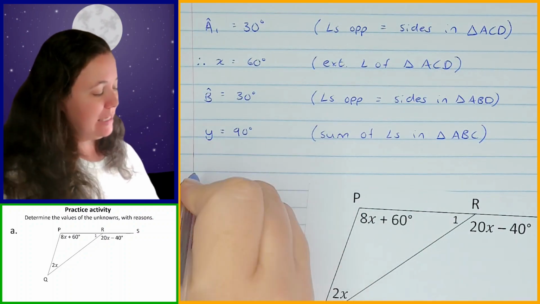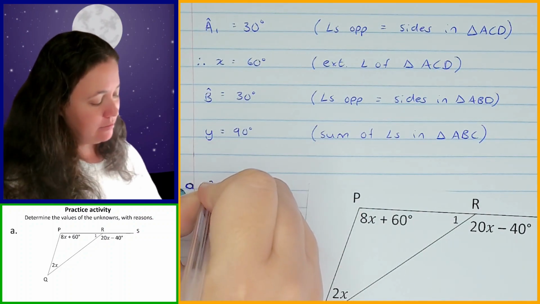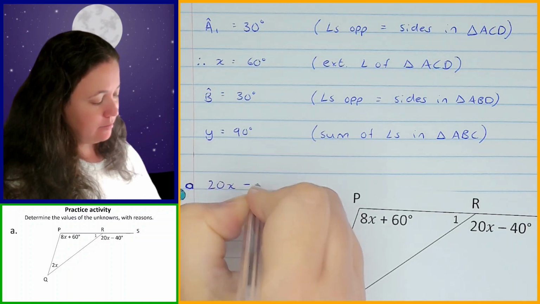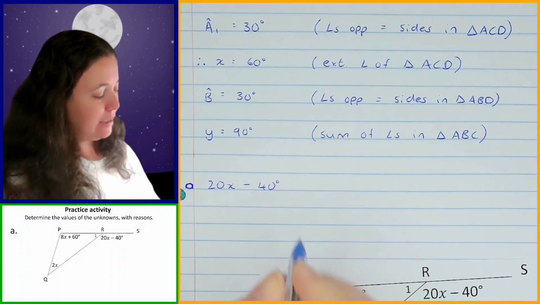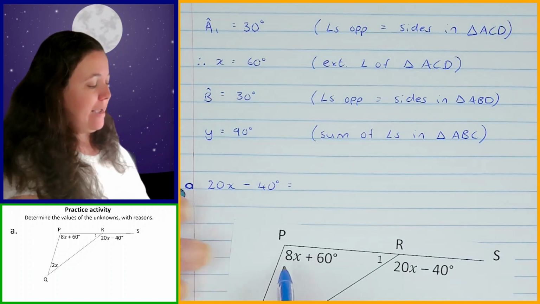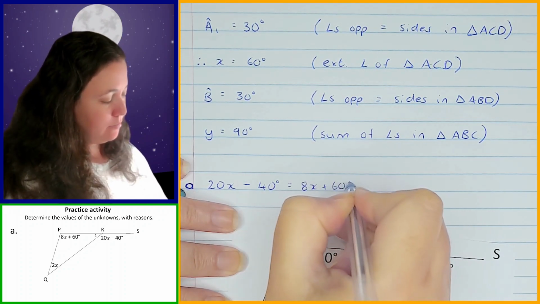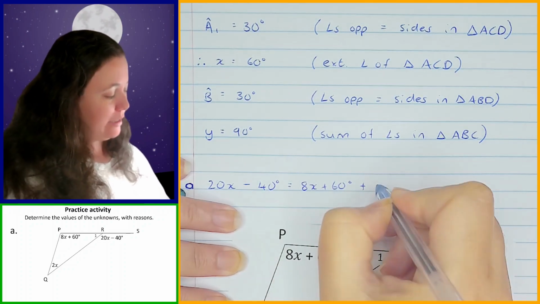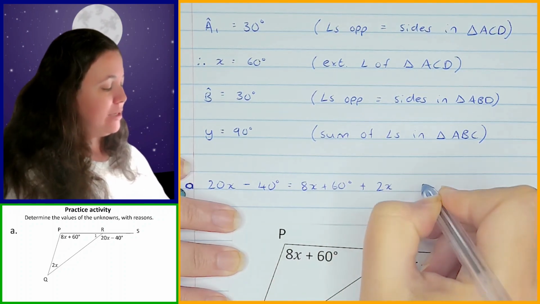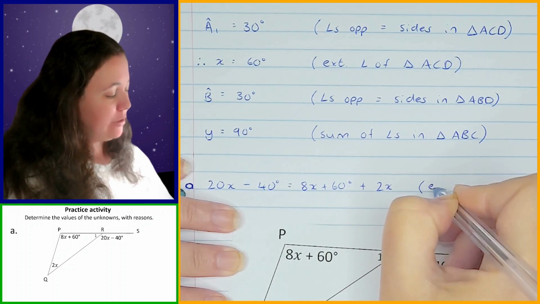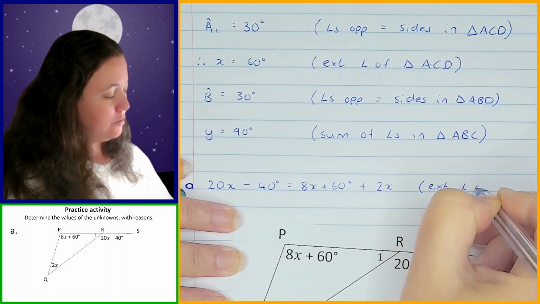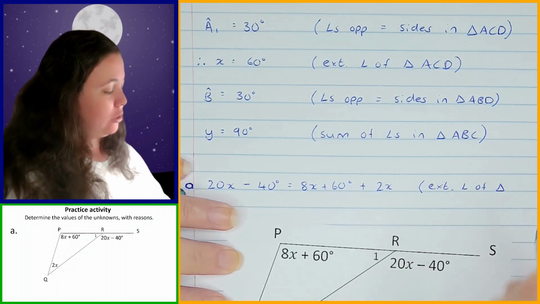So I can say 20x minus 40 degrees is equal to 8x plus 60 degrees plus 2x. And the reason I can say that is because of the exterior angle of triangle PQR.